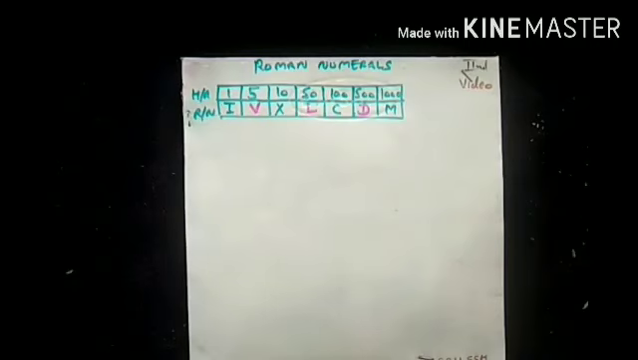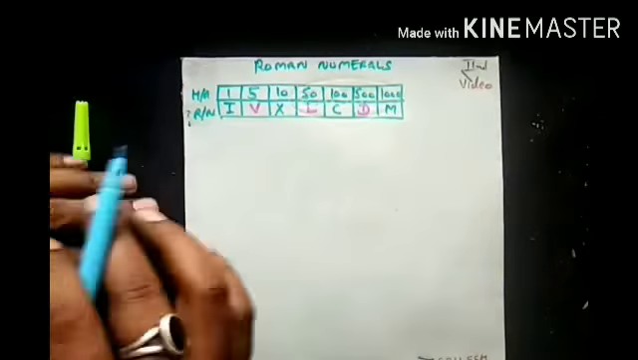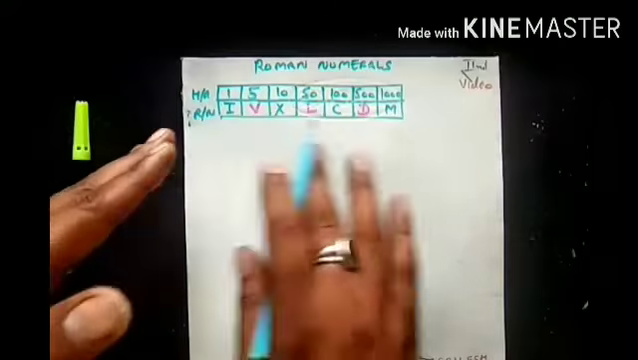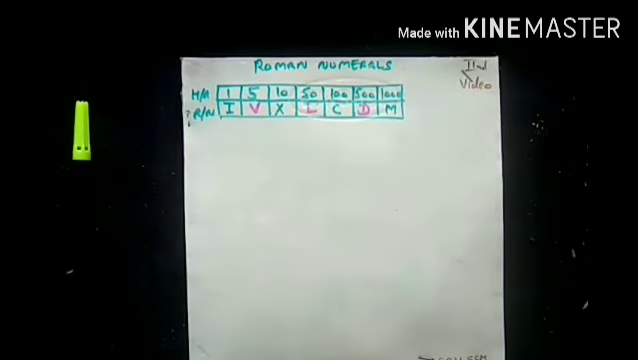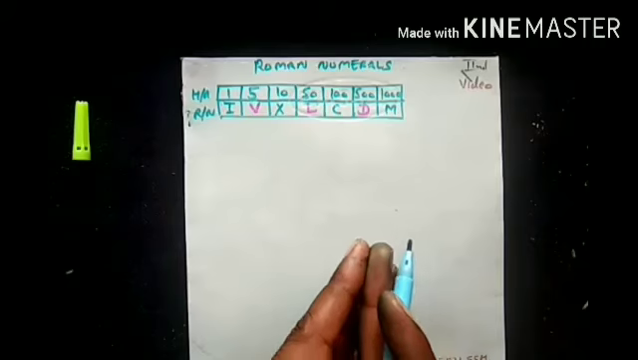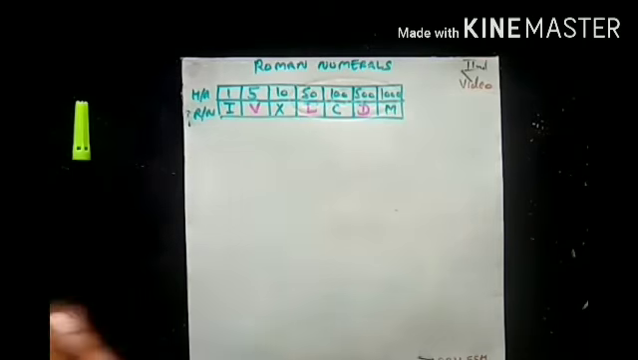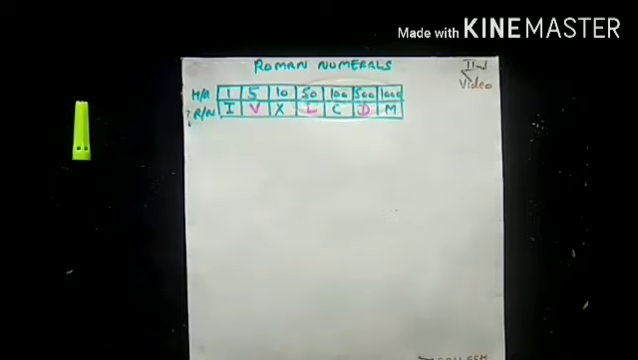Dear student, this is Shailesh Kumar, and today in this video we will learn what the addition rule and the subtraction rule are in Roman numerals. Basically there are only 7 symbols, therefore we have to apply some rules to make numerals larger and smaller. So I will take some examples first, and after that I will explain the rule.